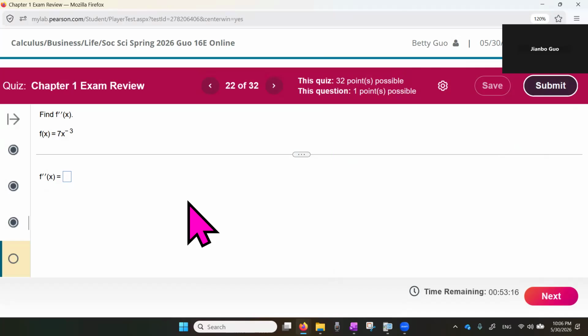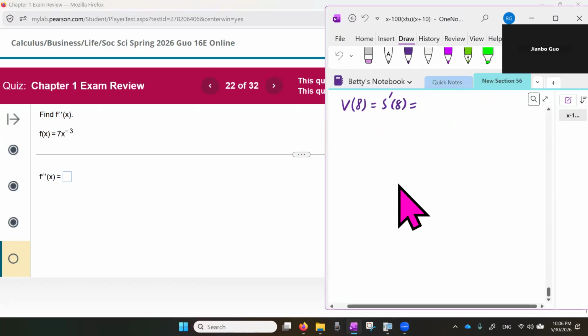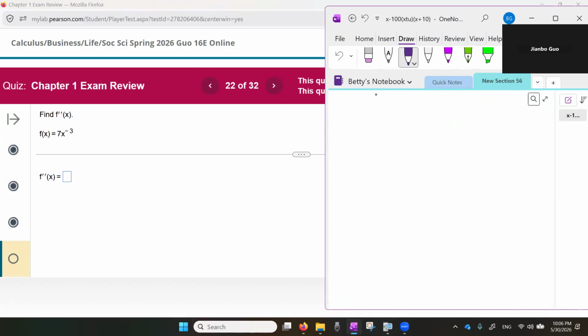Question number 22. Double prime. This is not difficult. Y equals 7x to the power of -3. First, the derivative: move the -3 in front, x to the power of -3 minus 1. 7 times -3 is -21, x to the power of -4.